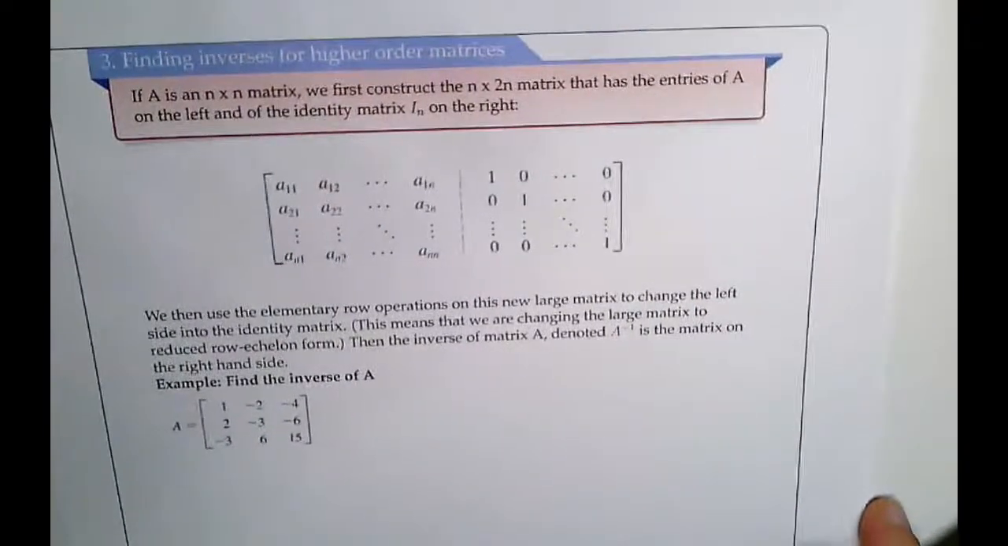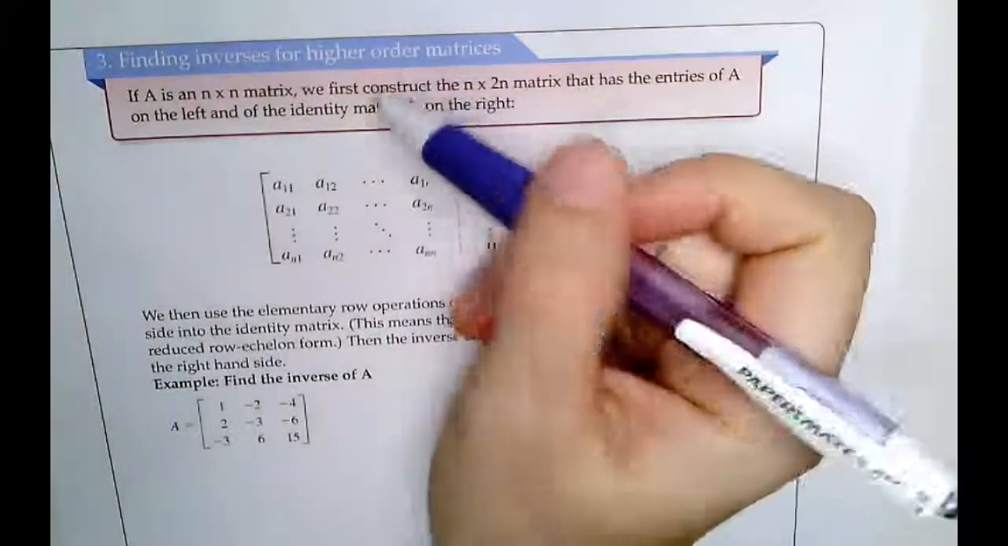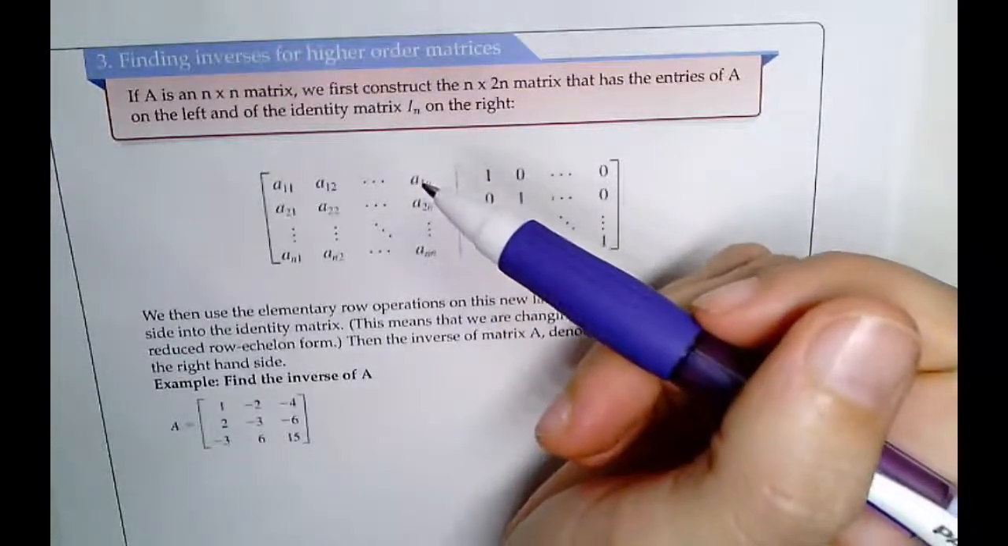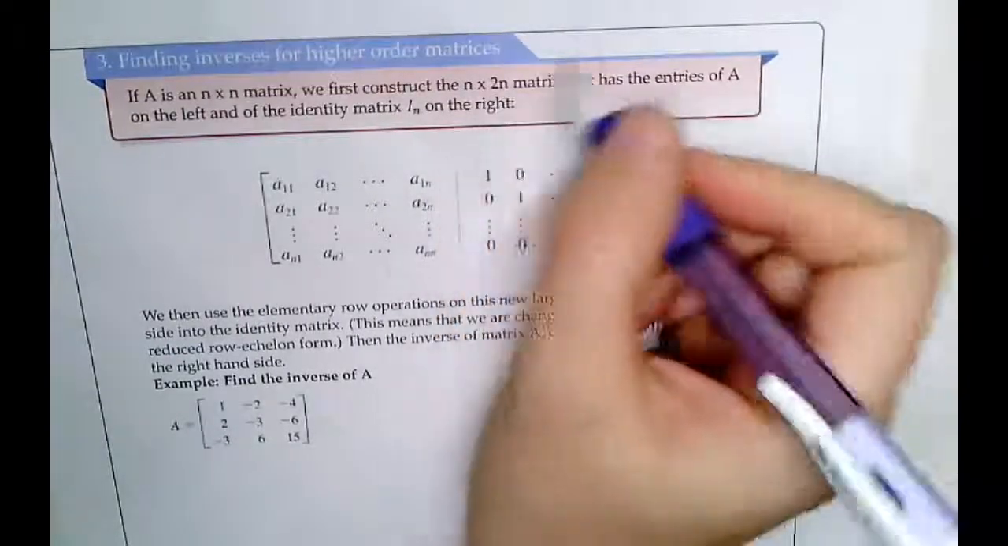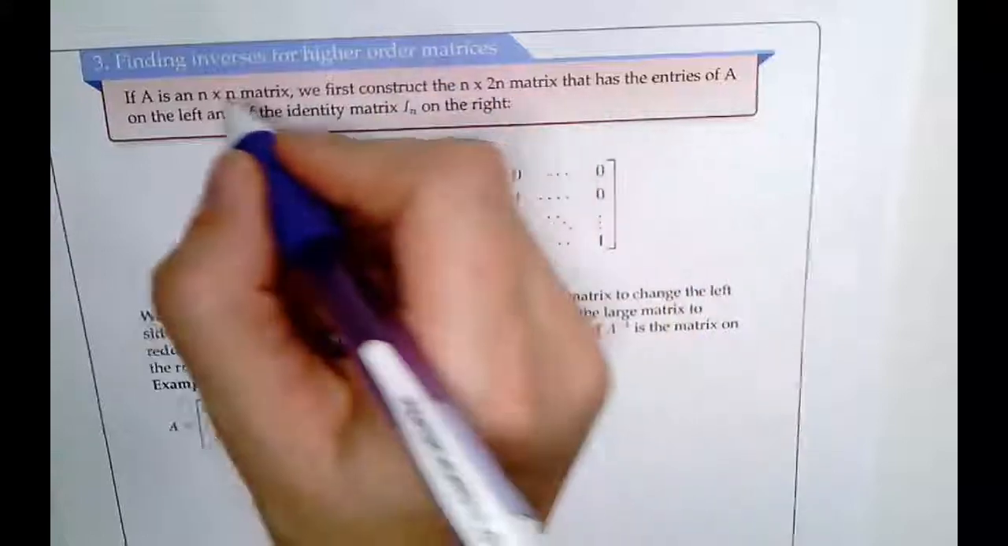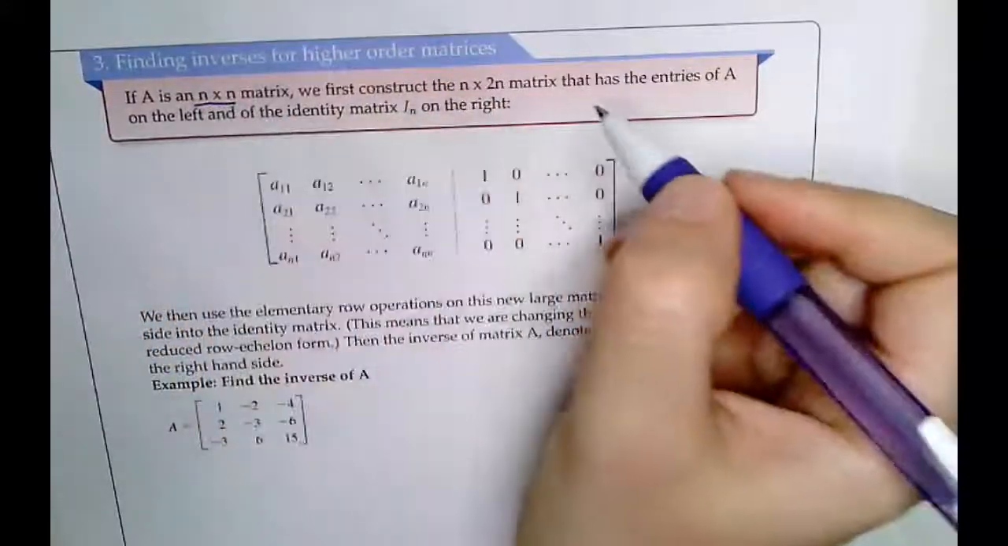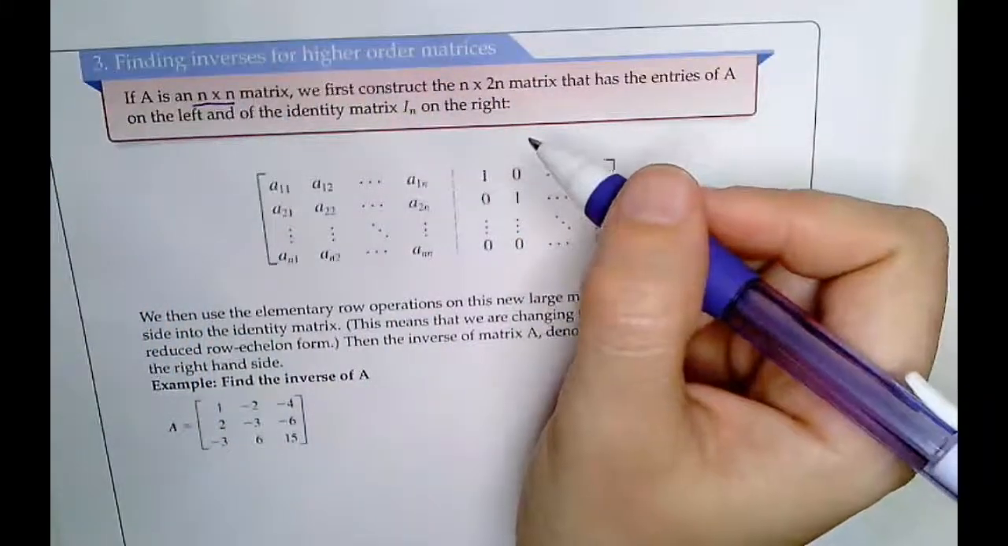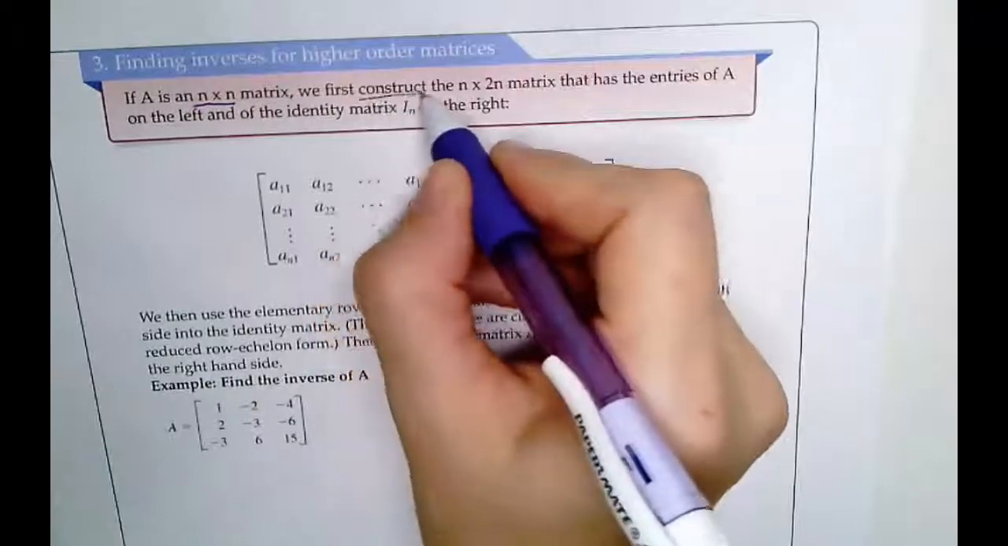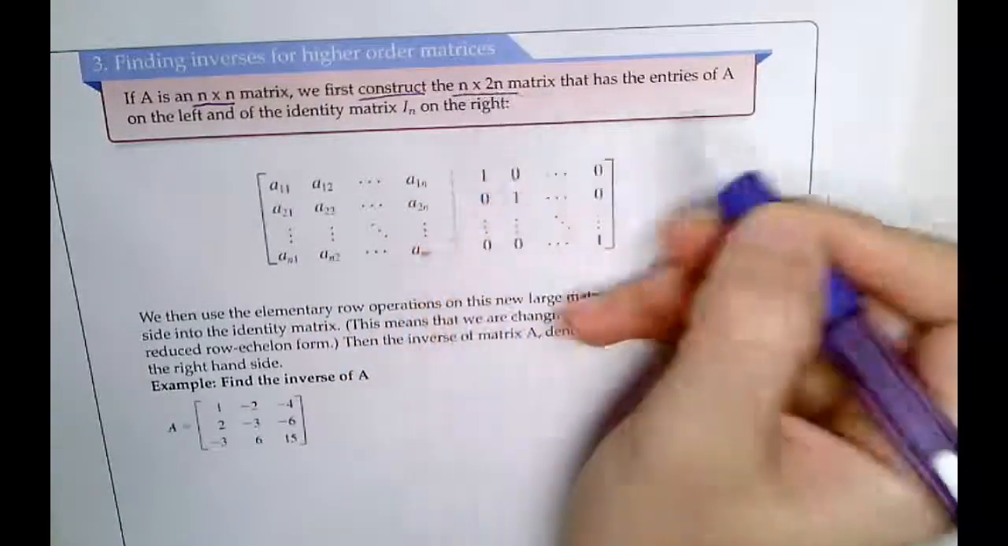All right, what about if we have a larger matrix? For the 2 by 2, we have this rule that tells us exactly how to do it, but what if we have a larger matrix? For example, if I have an n by n matrix, how do we find the inverse? Well, we're going to first construct an n by 2n matrix.